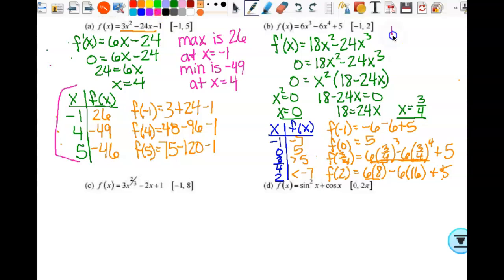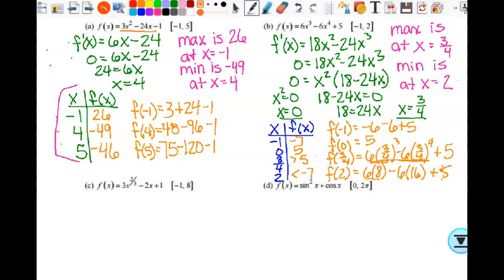We're going to say the max value, the max is at what point? At 3/4, x equals 3/4. Yes, because this is greater than 5. Okay, so that is at x equals 3/4. And the minimum value is at what? X equals 2. Okay.